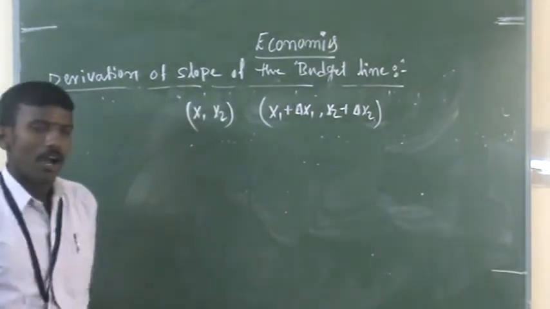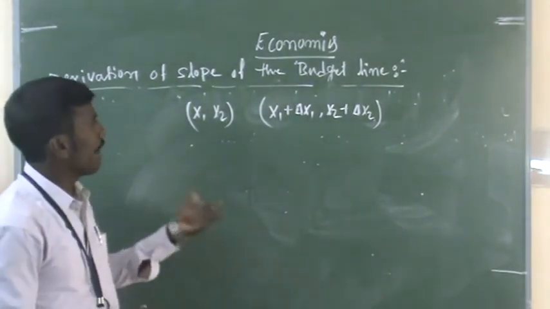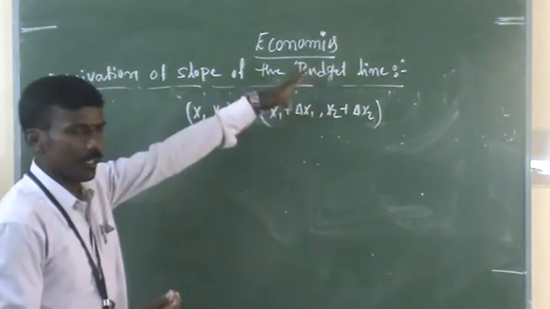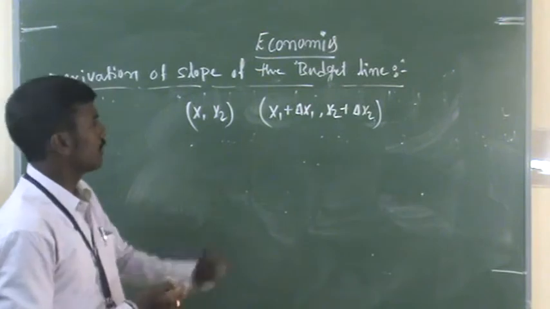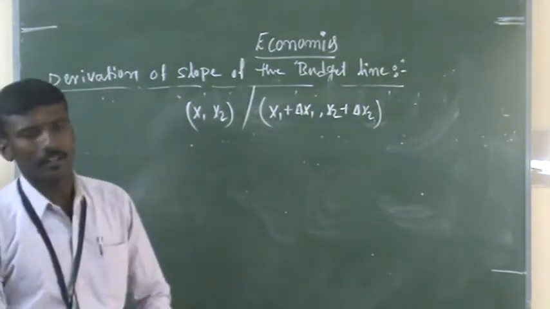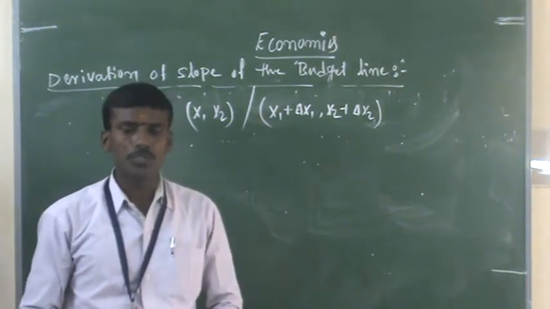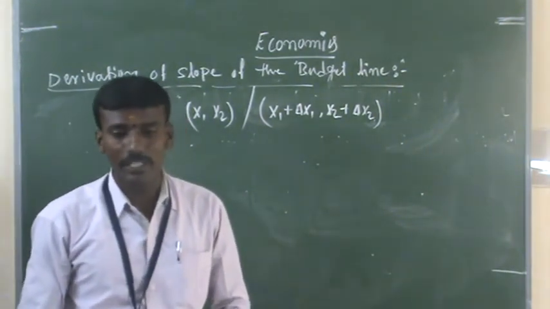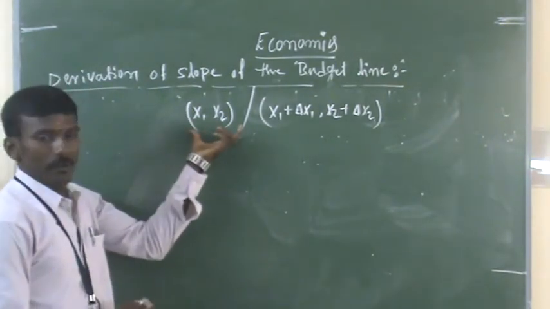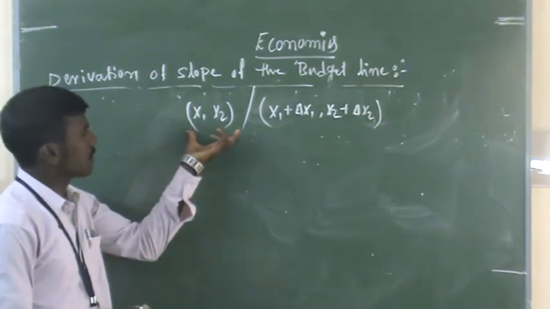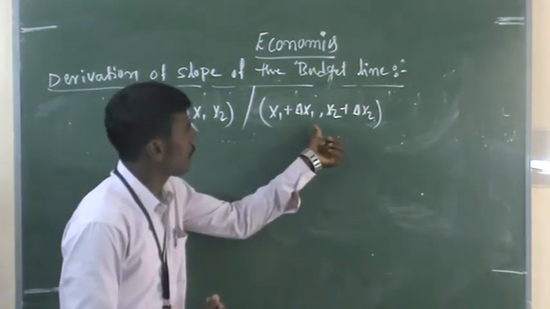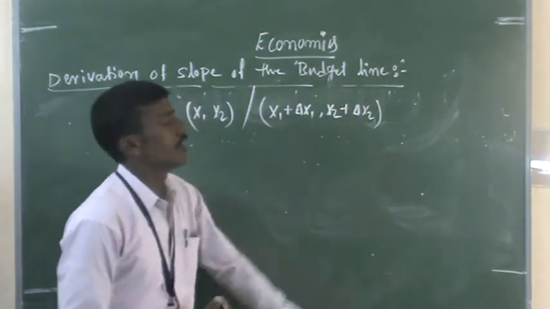See students, already I told that now we are going to explain the slope of the budget line through the equation, just as we studied it through an example. Let us consider any two bundles, two goods, that means commodities, or two points. Point number 1 is x1, x2, then point 2 is x1 plus delta x1 and x2 plus delta x2.